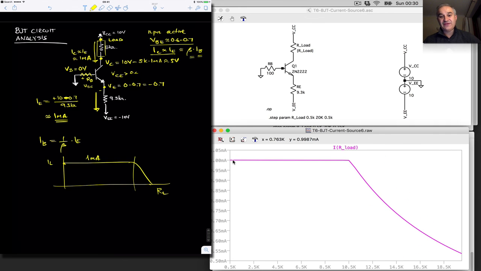And we can see that we have a stiff source all the way to 10.5k, and if you calculate the voltage drop, you're going to see why this makes sense. And then the transistor is no longer working in the active region, but it saturates, and that's why you no longer have a stiff current source.